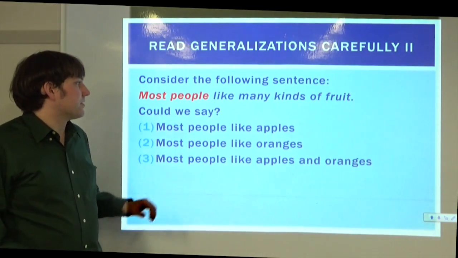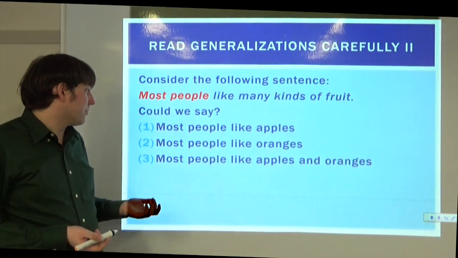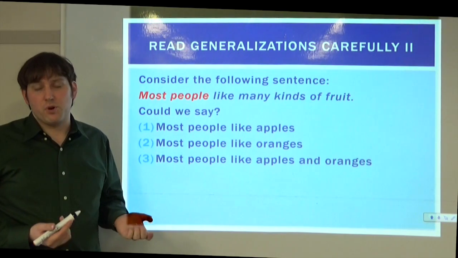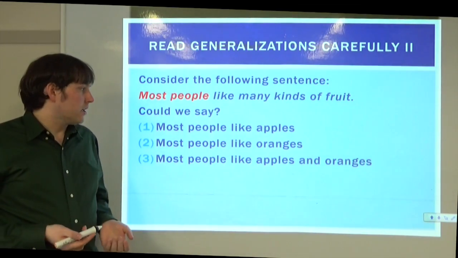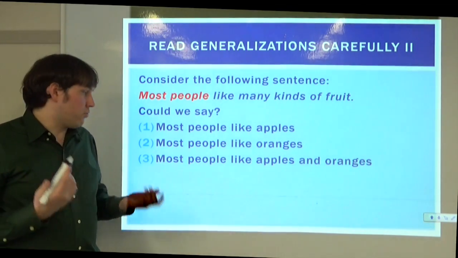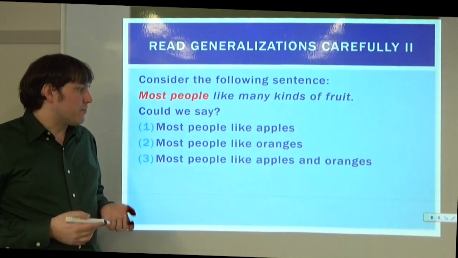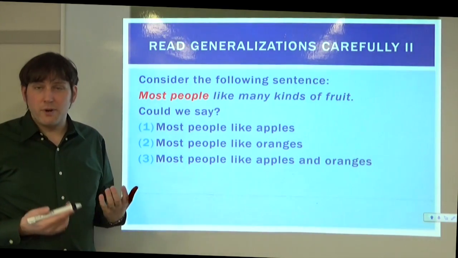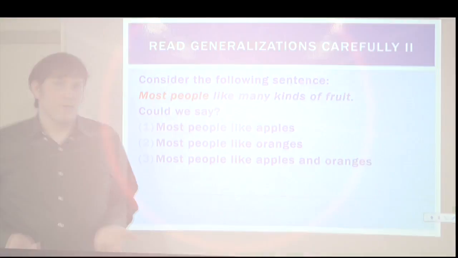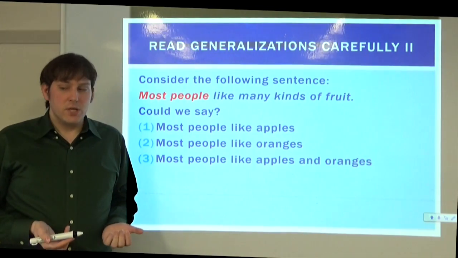Consider the following sentence. Most people like many kinds of fruit. Could we say that this means most people like apples? Could we say it means that most people like oranges? Could we say it means that most people like apples and oranges? We might be able to say all of these following from that claim. So we need to be careful.